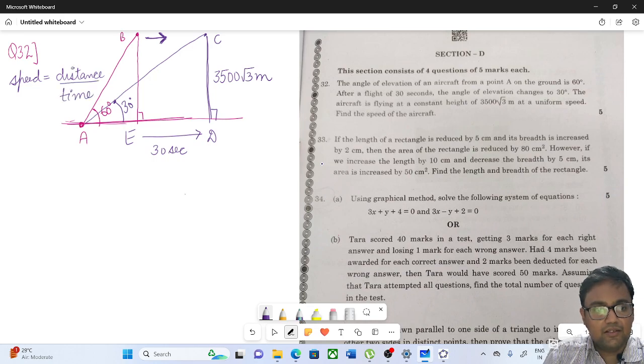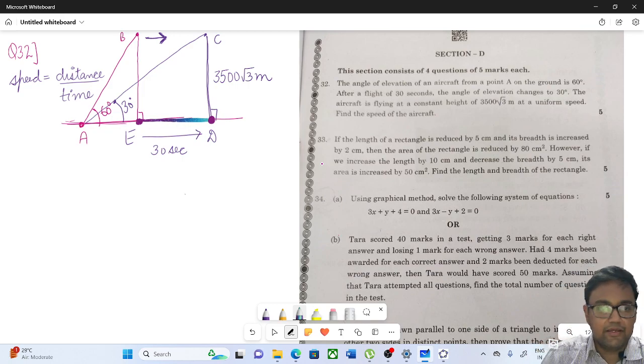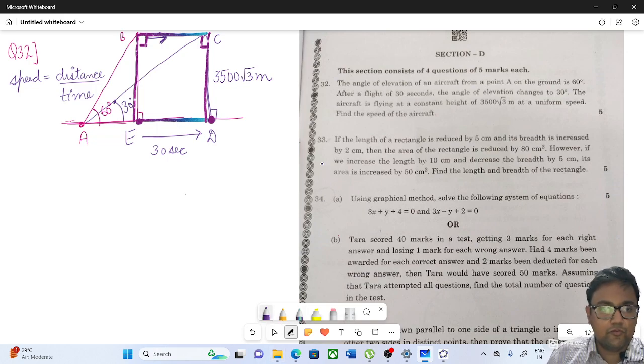So we all know that this is the distance travelled by the aeroplane, ED, on the horizontal line. But the aeroplane is not on the ground, it is in the air, it is flying. So therefore this distance will be calculated from B to C, and we can see, children, BEDC is a rectangle, right? BEDC is a rectangle, so whatever is BC is DE. So I will write over here BC is equal to DE.